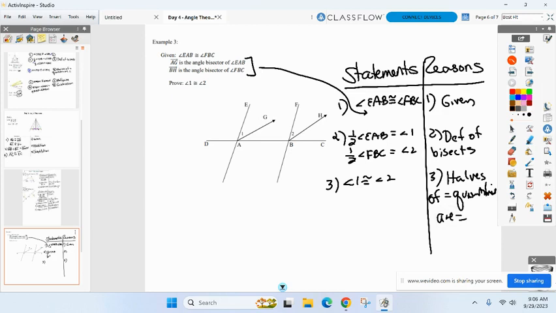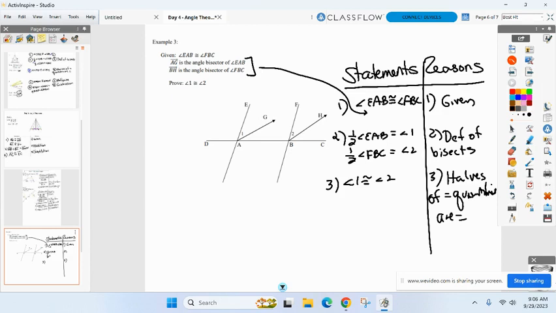All right, we're good. That's how I finish it off. My hope is you start seeing that all these proofs are done the same way every single time. It's just a matter of subtraction, addition, halves of equal quantities. They're done the same way every single time.